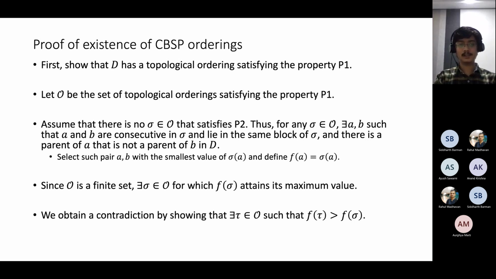Now I'll describe how, given sigma for which f of sigma is maximum, we will construct a tau for which f of tau is strictly greater than f of sigma, and therefore obtain a contradiction. And again, f of sigma was defined to be sigma A, where A comma B is the pair with the smallest value of sigma A, such that there is a parent of A that is not a parent of B.